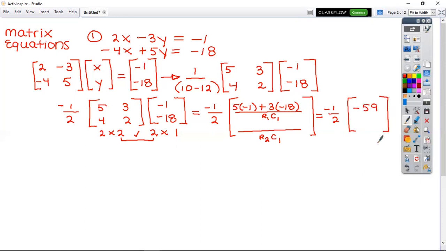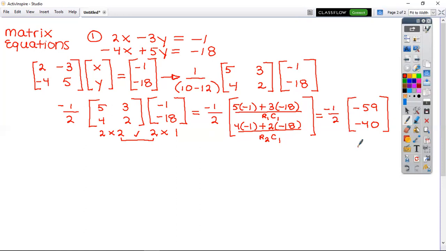And then next, I'm going to do 4 times negative 1 plus 2 times negative 18. So I have negative 36, and I have the negative 4, so this one is equal to negative 40. Just making sure we don't make little mistakes in the middle there. Now is it fast? Yes. Now you are at scalar multiplication, and you're essentially done.